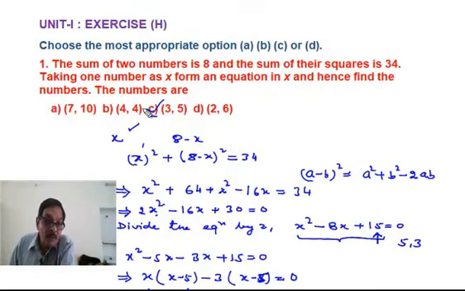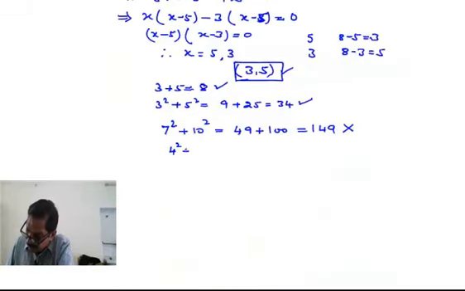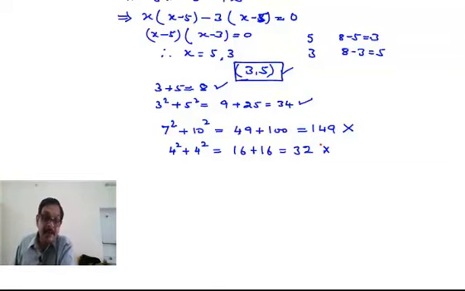Another pair is 4 and 4. The sum of course is 8, but if I check the second condition, then 4 square plus 4 square gives me 16 plus 16, which is equal to 32. So here also I am not obtaining 34, and hence this option is also wrong.